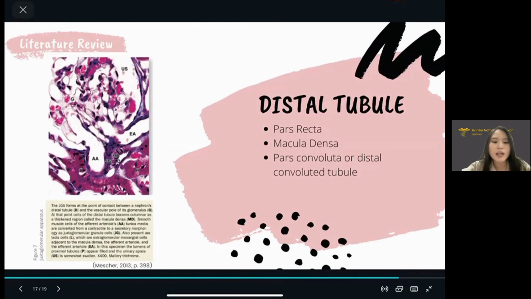Here, there is also the juxtaglomerular apparatus, which is composed of three components: the macula densa, juxtaglomerular cells, and extraglomerular mesangial cells. The juxtaglomerular cells are formed by modified smooth muscle cells of the afferent and efferent glomerular arterioles. These cells store and synthesize a proteolytic enzyme that converts angiotensinogen into angiotensin 1, and this enzyme is called renin.